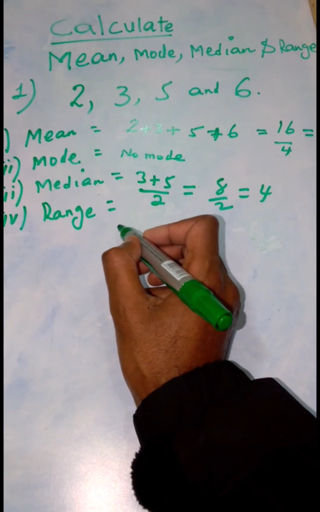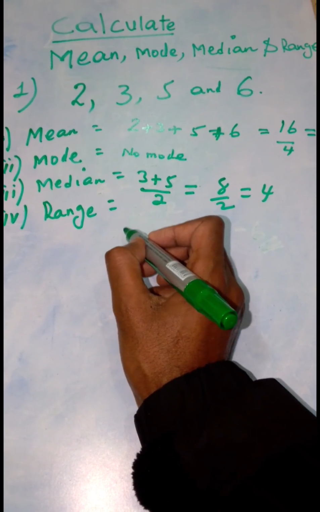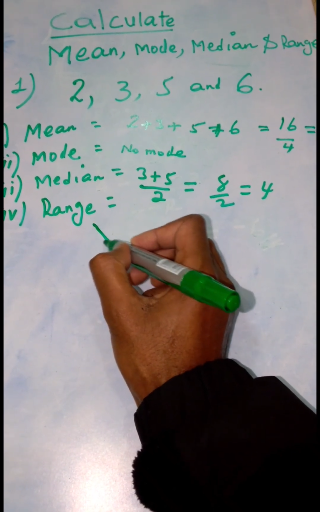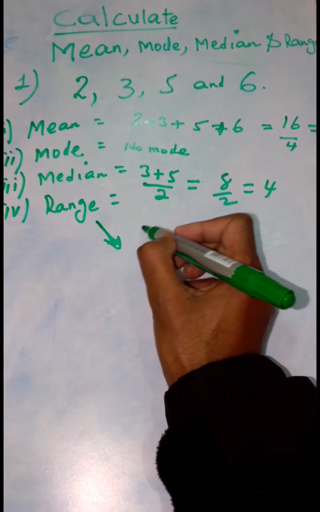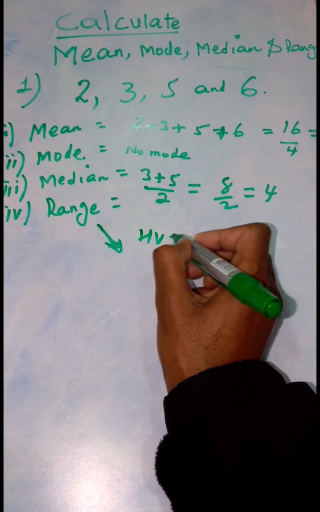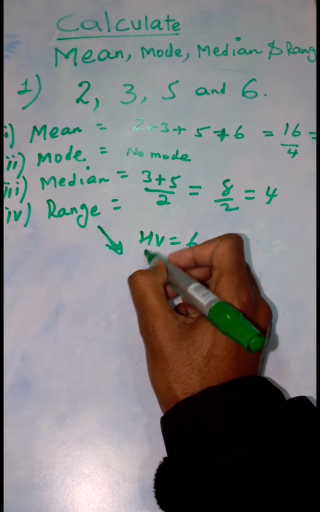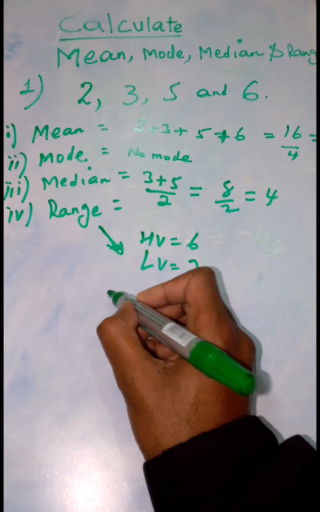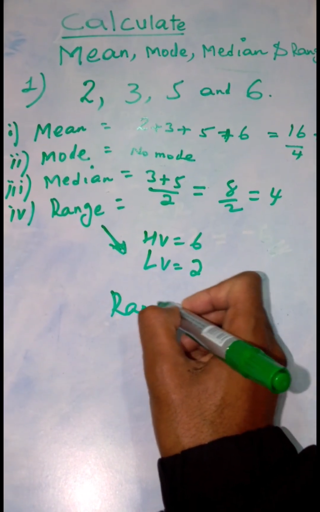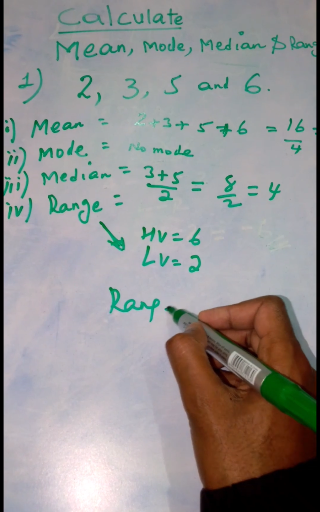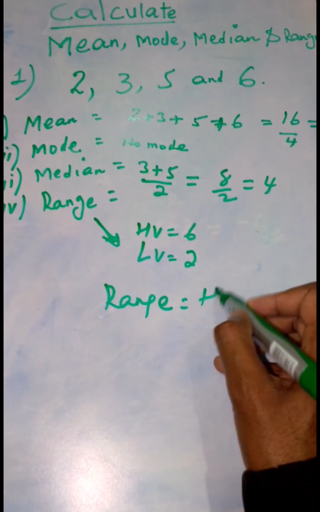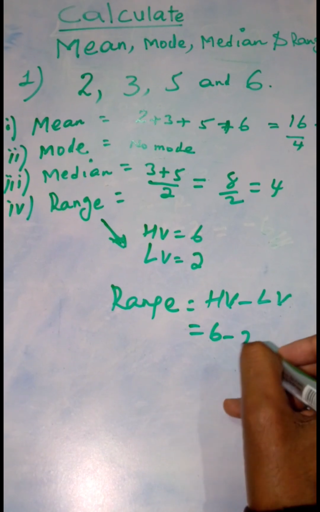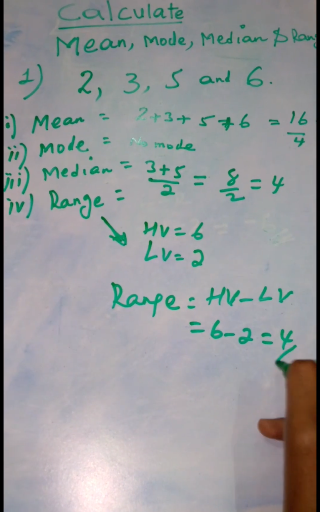We are left with the range. Range means the difference, yeah? So to calculate the range, we focus on the highest and the lowest value. What is the highest value? 6, yeah? The lowest value is 2. So range is the same as highest value minus lowest value, which means 6 minus 2, which means 4, yeah?